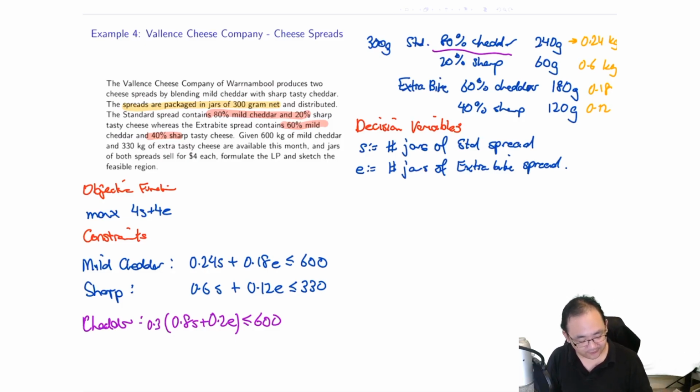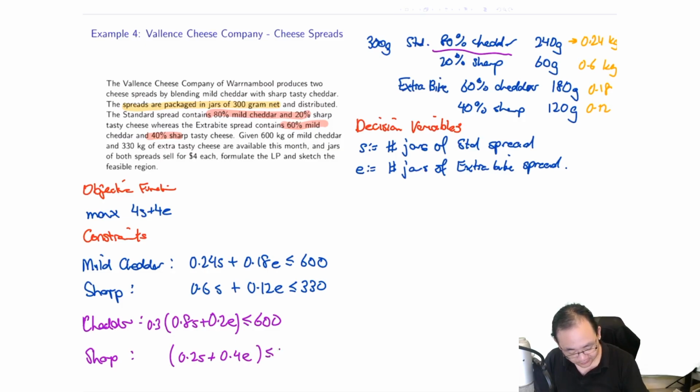So in a similar sense for the sharp cheese, if we look at the percentages, we've got, sorry, for the sharp cheese. For the standard spread, we've got 0.2 S because that's the percentage, plus for the Extrabite, that's going to be 40%, that's 0.4 E. So once again, that's the percentages of sharp cheese in each of the different spreads, and that's going to be less than or equal to 330. Sorry, I don't need the kilograms.